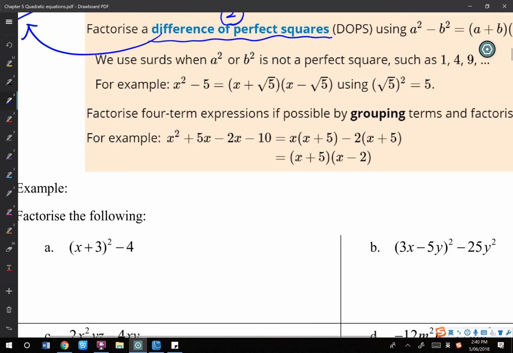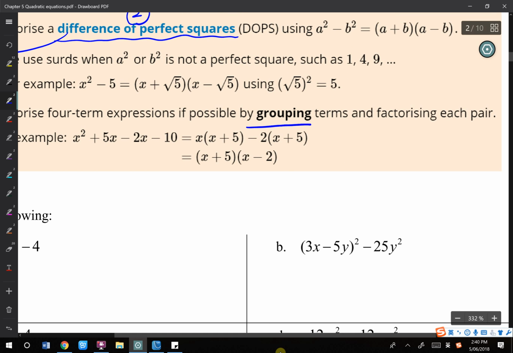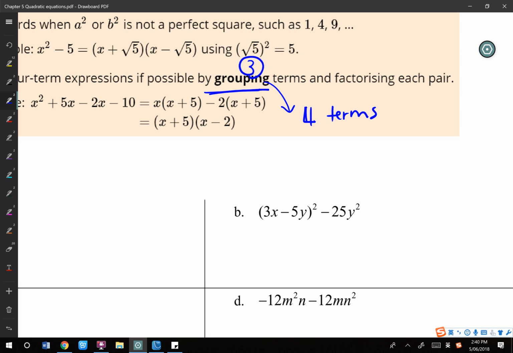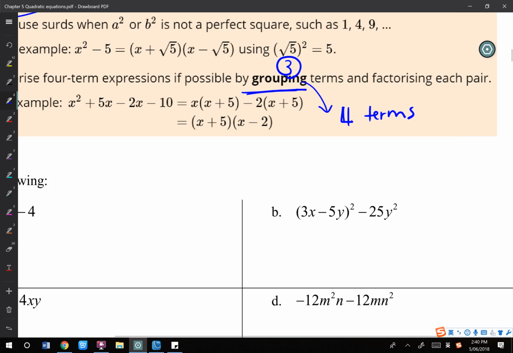Okay, the third thing we have is called grouping. Grouping must have four terms. When you see something with four terms, now you think about whether grouping will work or not. Okay, think about grouping. Yeah, that's the third one.